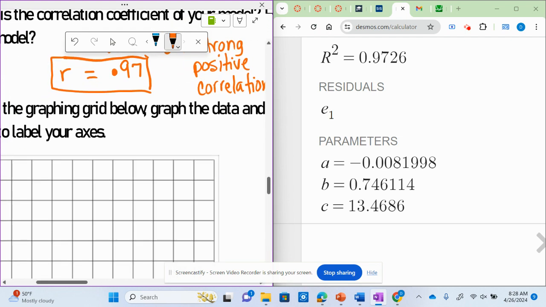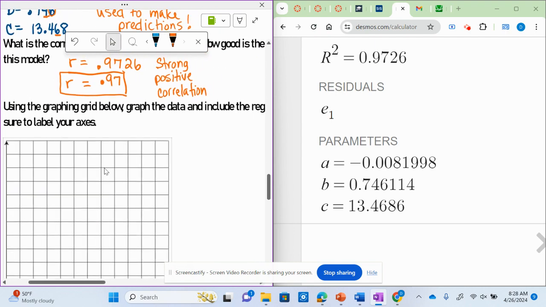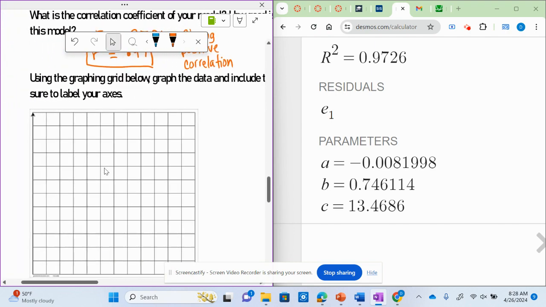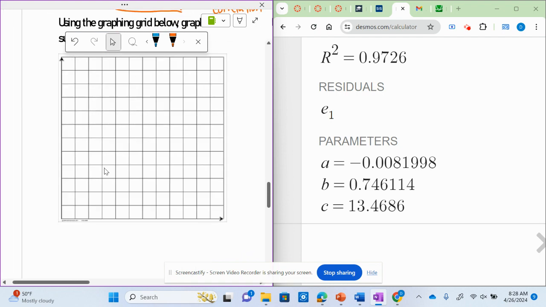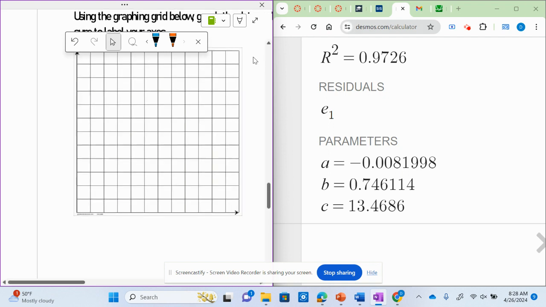So it says, using the graphing grid below, graph the data and include the regression curve. Be sure to label your axes. So the first thing that I want to talk about is, what does our data represent? Look at your table. What is your data representing? What's the x-axis representing? Speed. And what is the y-axis representing? Mileage. Okay. So I'm going to label that like this. Mileage. All right.